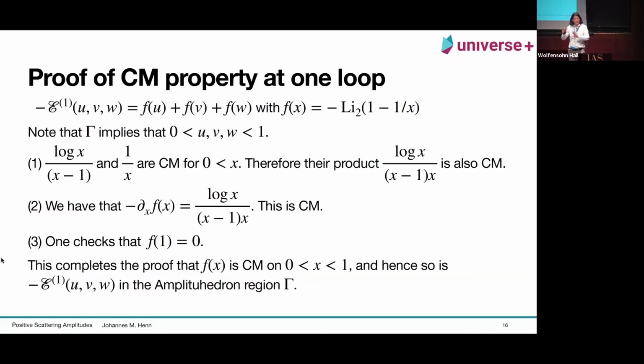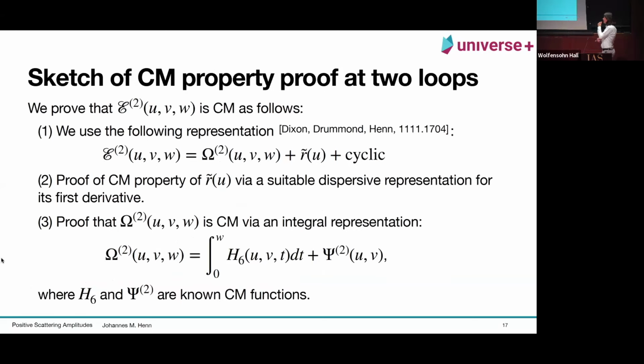Okay, let me go to two loops, but now the two-loop functions are rather complicated, so I'm just going to be sketching the proof. We prove it as follows, using the following steps. Here we were struggling a little bit, so we really had to throw everything we knew, all our tricks, at this function to prove a property. The first trick is that we use some integral representation that was derived many years ago. One can represent this remainder function in terms of some very nice double pentagon integral that Nima and friends introduced, plus some single-variable functions.